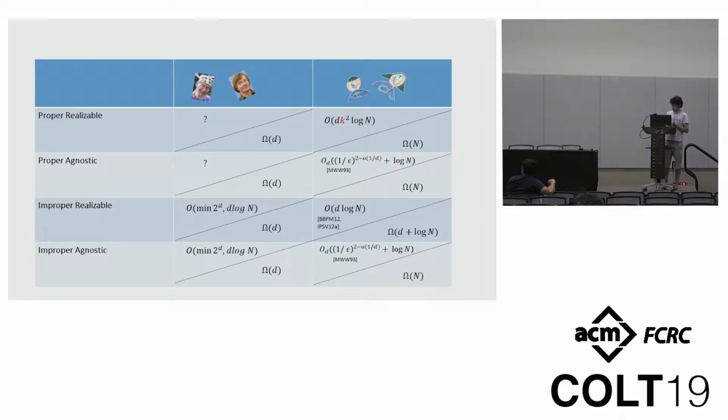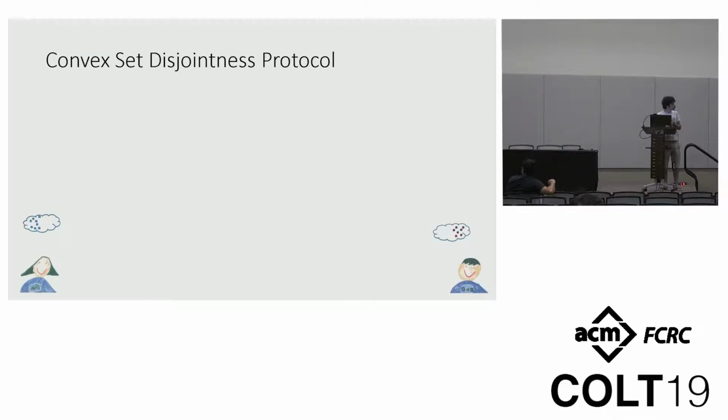Okay, so what I want to do with the rest of the talk is basically to go over the problem of convex set disjointness, which can be thought of as learning properly the class of half spaces, and give you some intuition of the protocol and how we get the d cube. So we're going to show it in the plane.